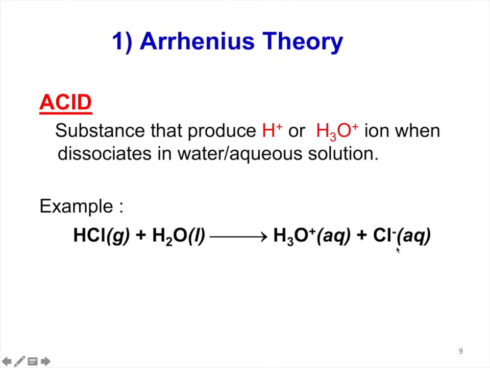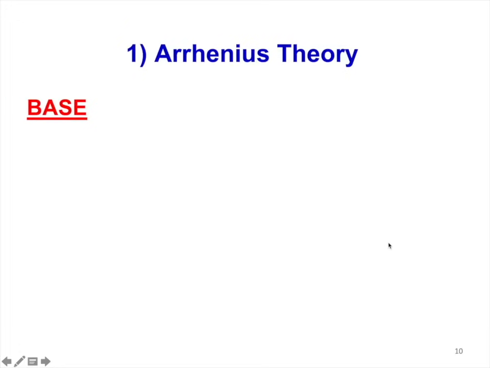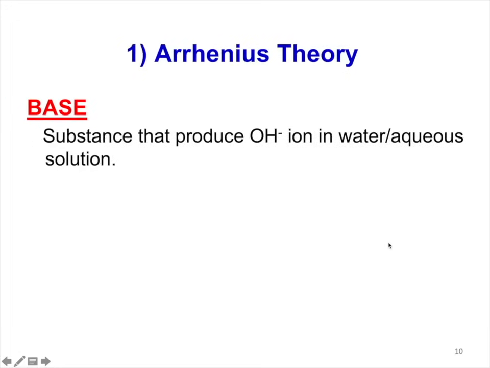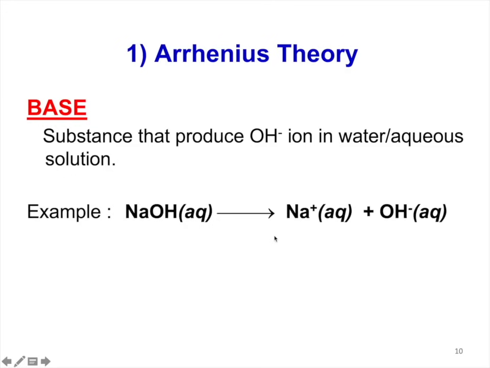So from this equation, you can see that H3O+ is produced. That means HCl is an acid. Next is base. According to Arrhenius theory, base is a substance that produces OH- ion in water or aqueous solution. For example, when sodium hydroxide dissociates in water, it forms Na+ and OH- ion. So OH- ion here is produced. That means NaOH is a base.